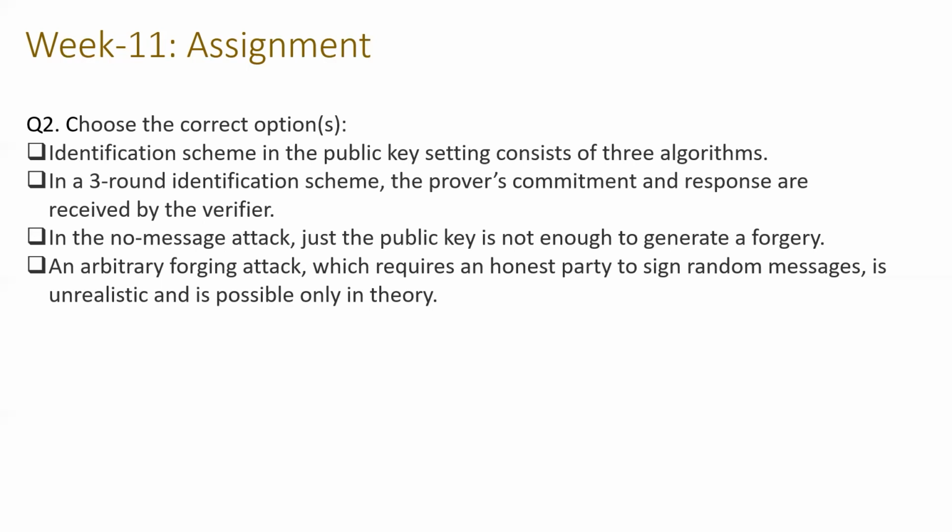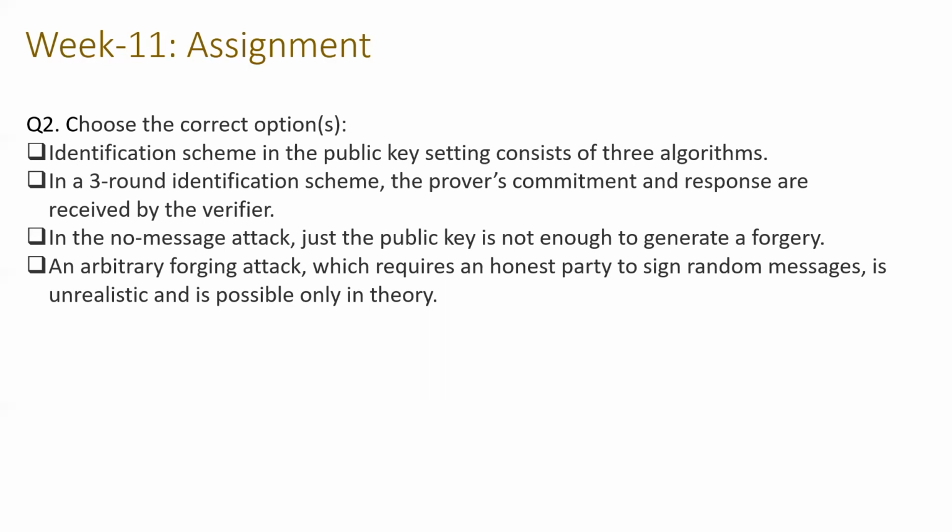Now, using the publicly available verification key, an adversary can choose some random signature from the signature space and then apply sigma to the power vk modulo n to compute its corresponding message. Now (m, sigma) becomes a valid signature. So this is indeed a forgery. The public key is enough to generate a forgery. So the third statement is wrong.